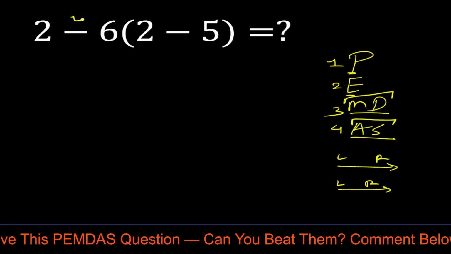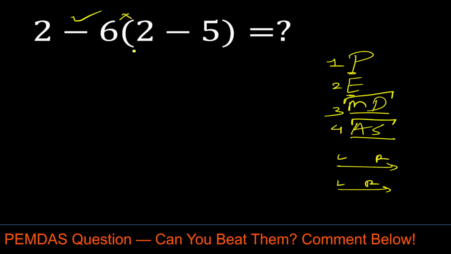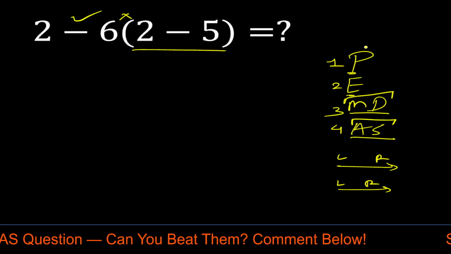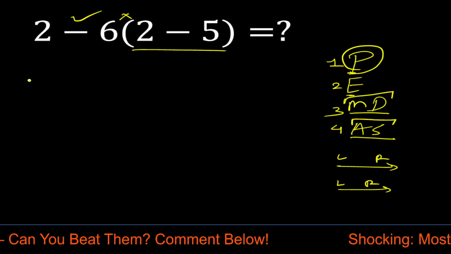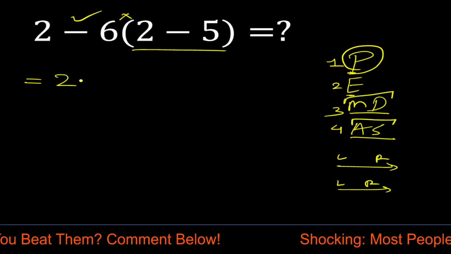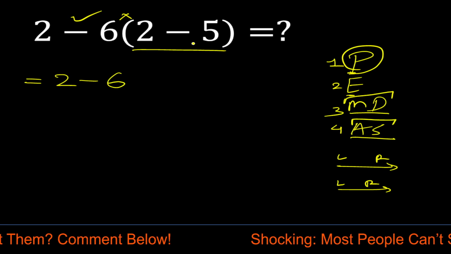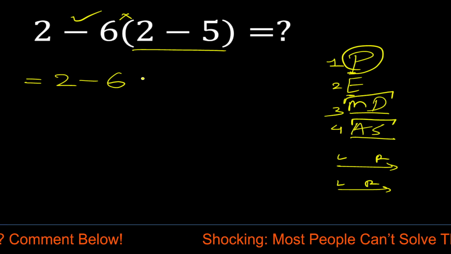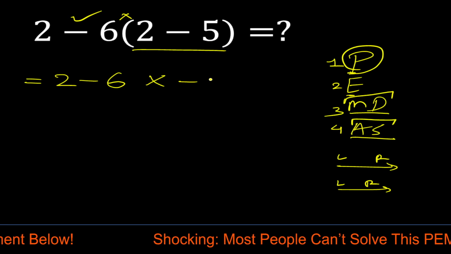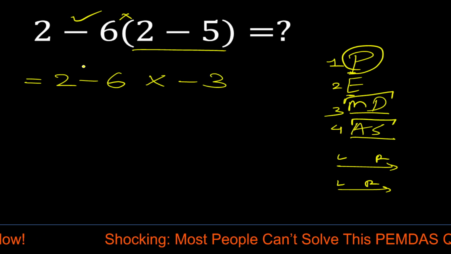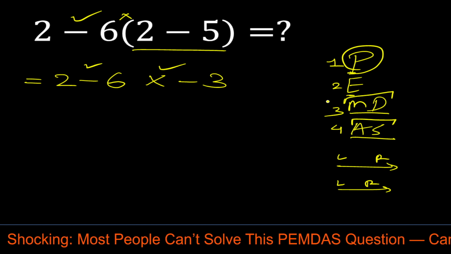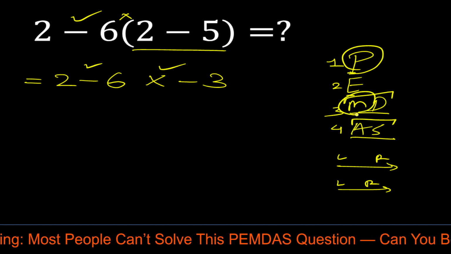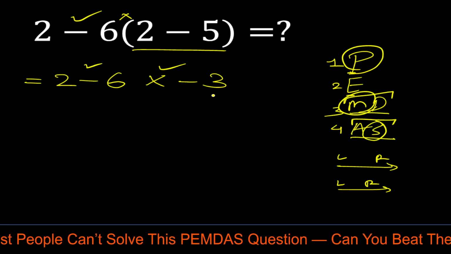So in this question, here we have subtraction, here multiplication, and here parenthesis, right? So according to the PEMDAS rule, first we have to solve parenthesis. So now 2 minus 6. Now solve this parenthesis. 2 minus 5 is equal to minus 3. So times minus 3, right? Now here we have subtraction and here multiplication. So according to the PEMDAS rule, first we have to solve multiplication, then we have to solve subtraction, right?